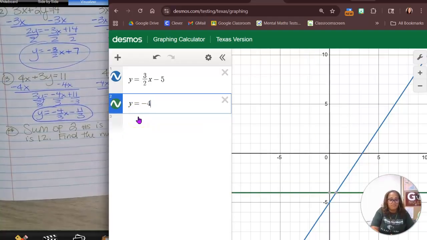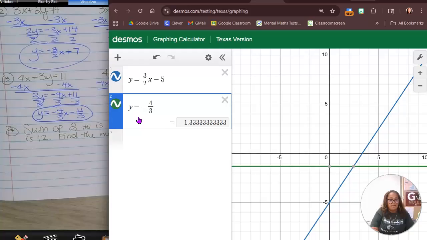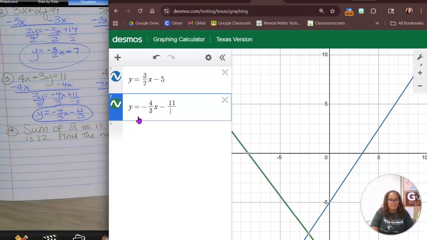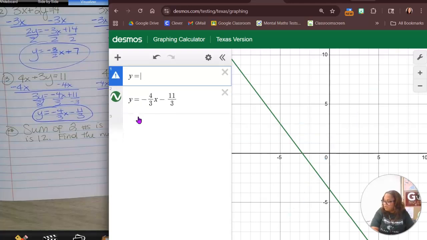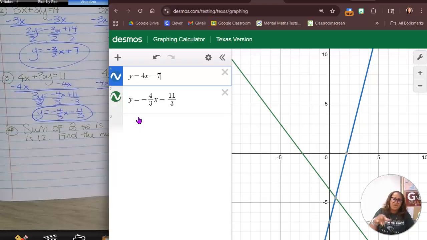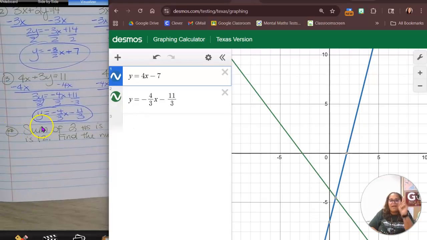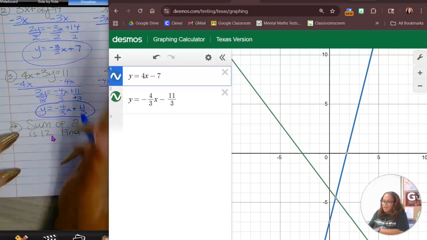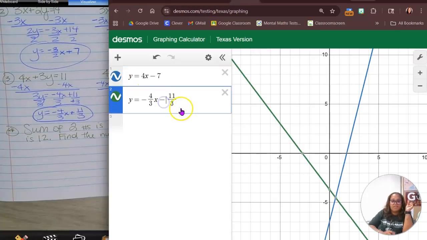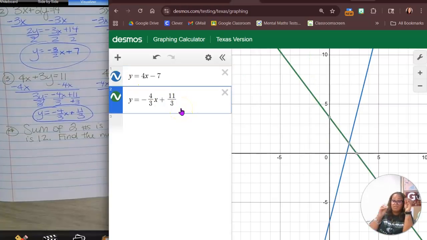Y equals negative 4/3 x minus 11/3. Y equals 4x minus 7. Did I write that correctly? Hold, please. I see where I made my mistake. I made this a negative, and it should be positive. Now let's change that to a positive 11/3, and if you find that you make a mistake and you don't see a friendly point where they cross, it is okay to fix it.